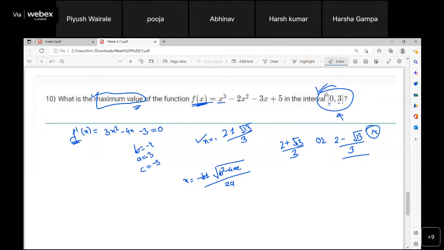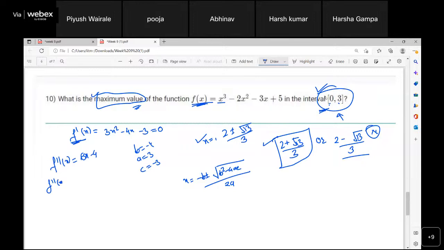Okay. Now what do we have to do? Find out the maximum value. So this is my critical point, right? In this particular domain, so I have to consider this point. Now, in order to find the maximum or minimum value, just differentiate again: f double dash of x will be 6x minus 4, right?